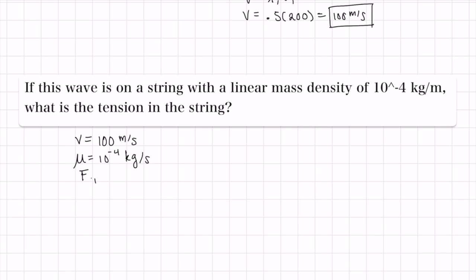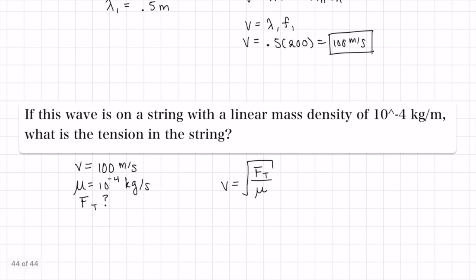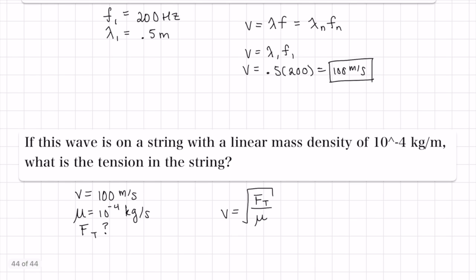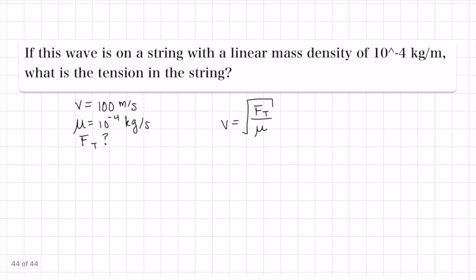And we want to know force tension. So we have an equation for the wave speed for waves on a string. That's V equals the square root of force tension divided by mu. So I'm just going to step through the math here first in variables before we plug in our numbers.